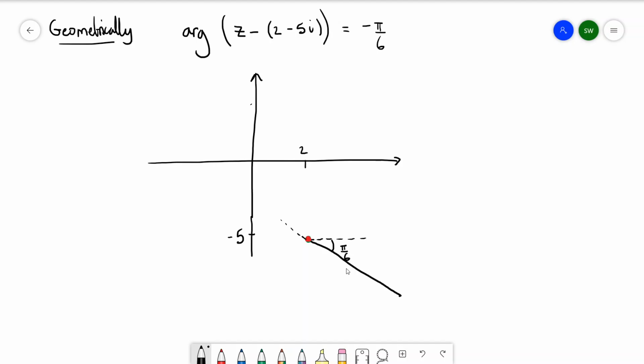Before we move on, let's just double check why it is only a half line and why I can't extend the line up here. Well, let's say we did extend the line up there and that z lived there, for example. Then z minus 2 minus 5i is going to be this green vector there. Now the argument of that green vector is actually going to be 5 pi over 6, because that angle there is 5 pi over 6. So that is wrong. So we don't want to draw that portion of the line.